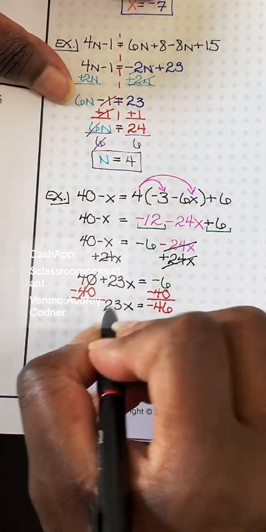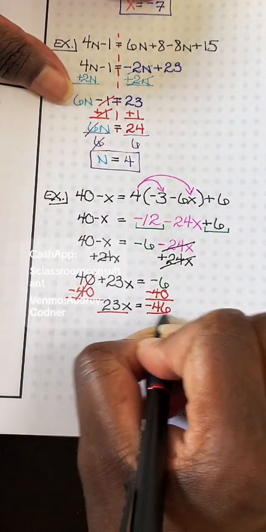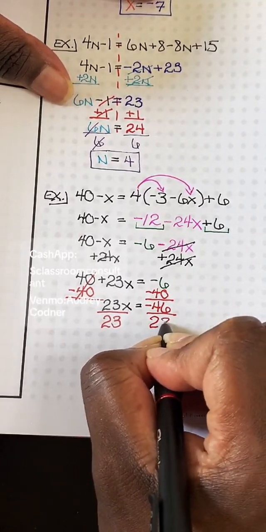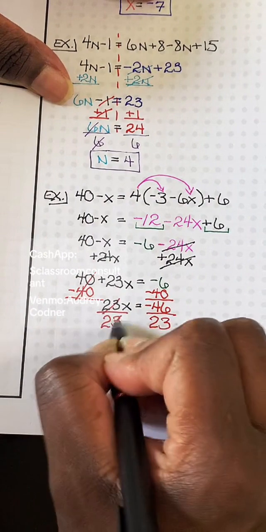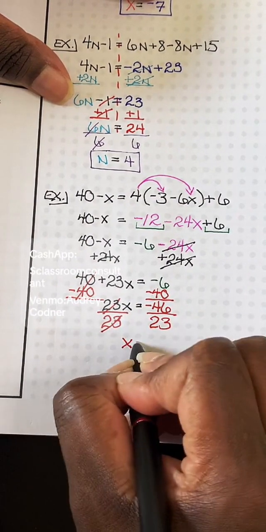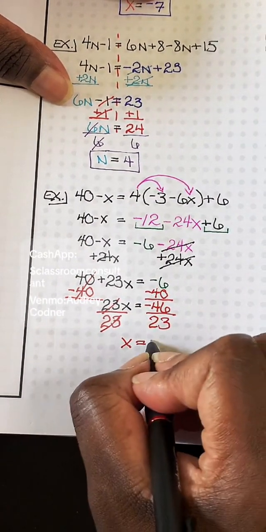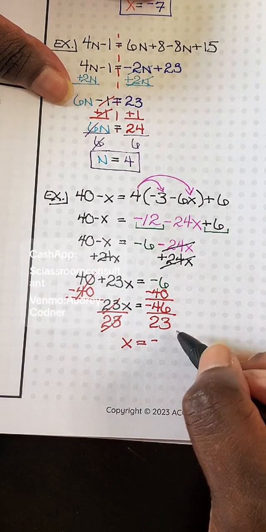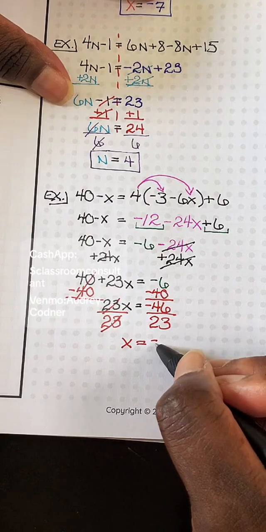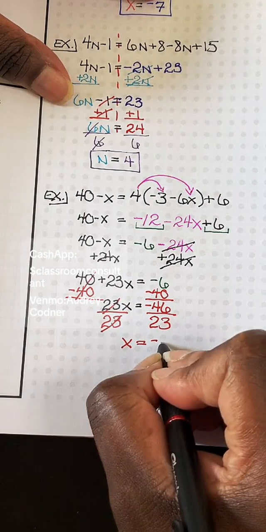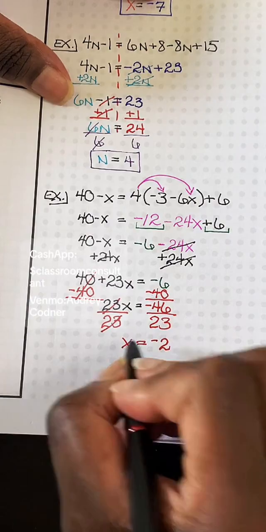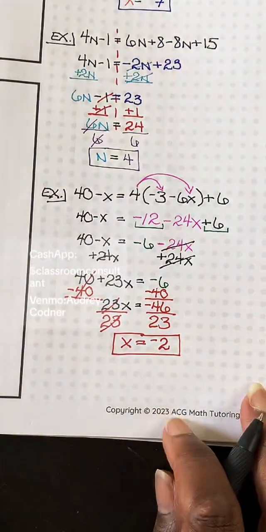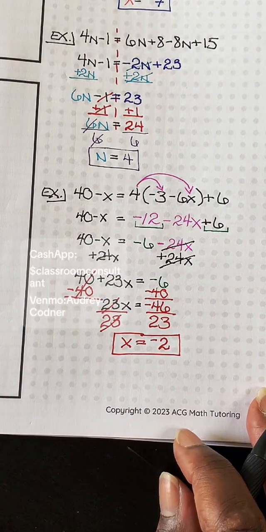Weird. Okay. So, divide both sides by 23. So 23 divided by 23 will give me my x. No, it won't, but we'll talk about that later. But negative 46 divided by a positive 23 is negative, and that will be a negative 2.